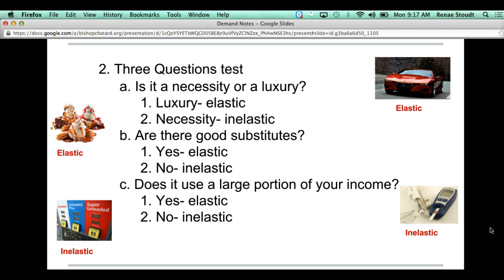But does anybody have any questions about the 3 questions test? Question, 5 questions. Okay, I think that is it. All right, so will you please turn back in your notes to your restaurant graph?